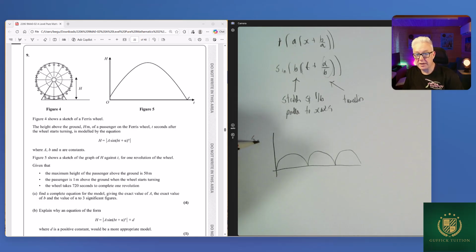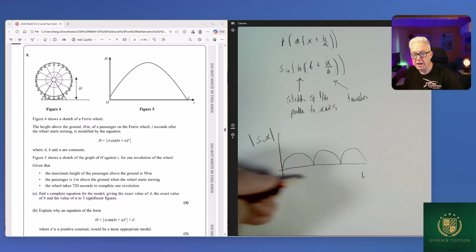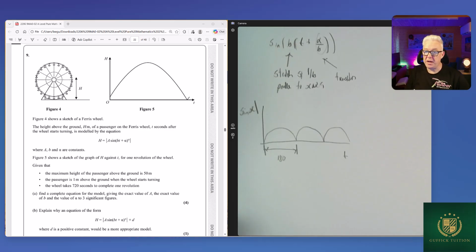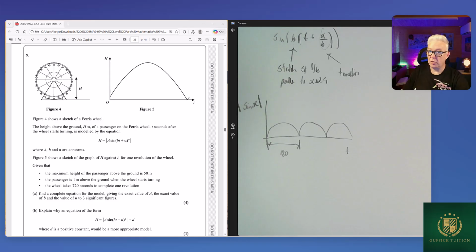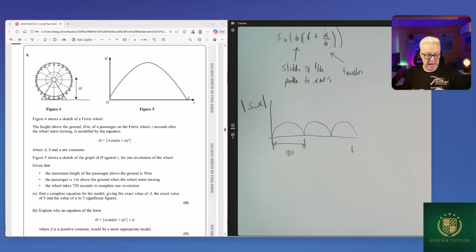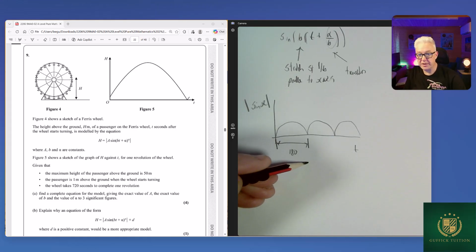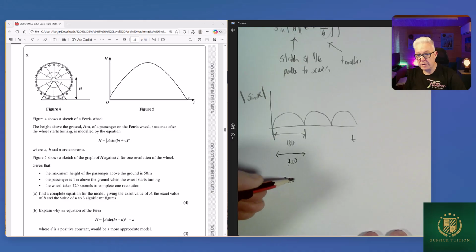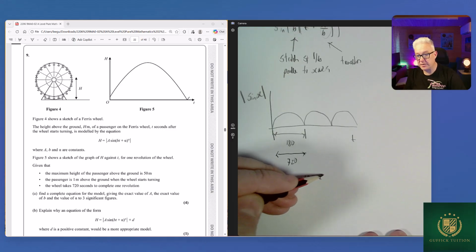So that is our sine, because this is what we've got the Ferris wheel is modelled as, okay? Now you can see here that this graph is repeating every 180 degrees. So in other words, we've got a period of 180 degrees for the modulus of sine. But the question tells us that it takes the Ferris wheel 720 seconds to do one complete revolution. So in other words, the period of the Ferris wheel, one complete revolution, is 720. Now, 720 is 180 times by 4.